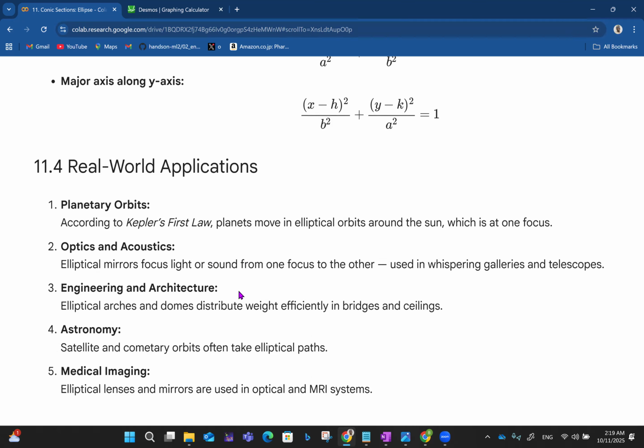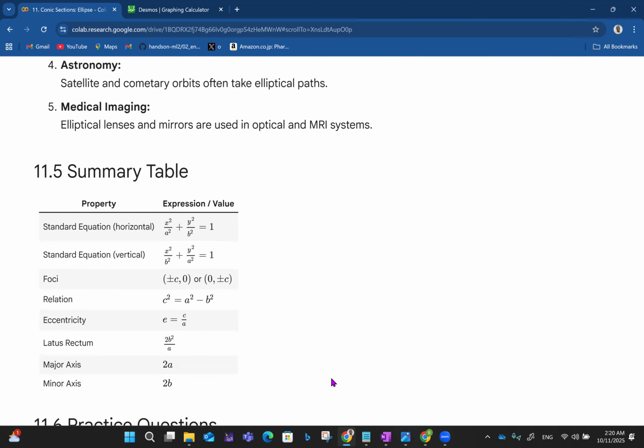Then we have applications of ellipses in engineering and architecture. Elliptical arches, I think that's what we can call that, and domes distribute weight efficiently in buildings and ceilings. So if you see some architectural masterpiece, you can see the ellipse at work there. Then in astronomy, you have satellites and cometary orbits, often taking elliptical paths. Then in medical imaging, you have elliptical lenses and mirrors used in optical and MRI systems.